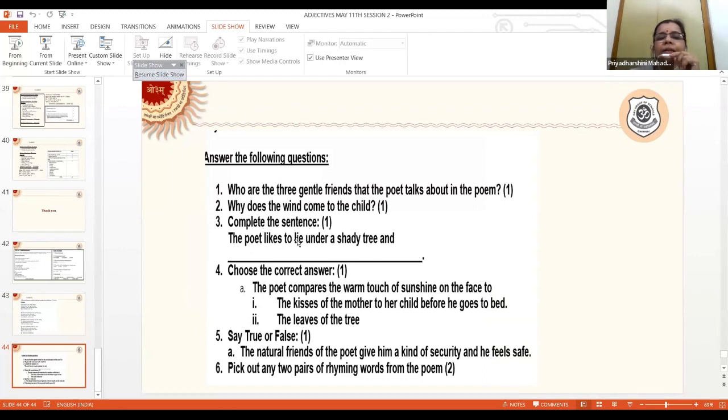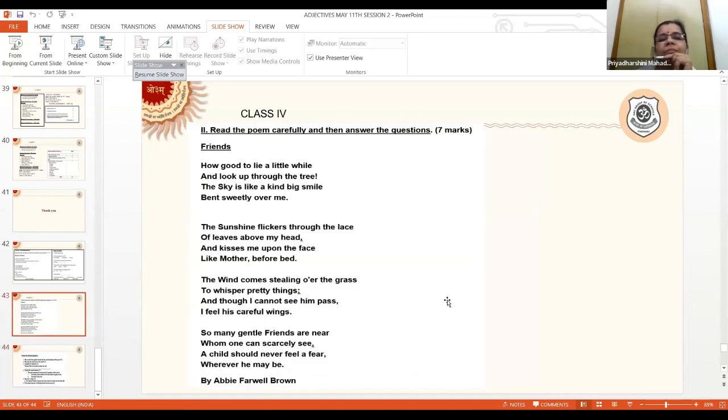Now, complete the sentence. The poet likes to lie under a shady tree and what does he do? And he looks up at the sky. Yes, and looks up at the sky. Yes, through the tree, he is just looking at the sky.